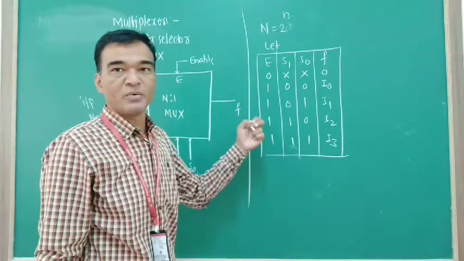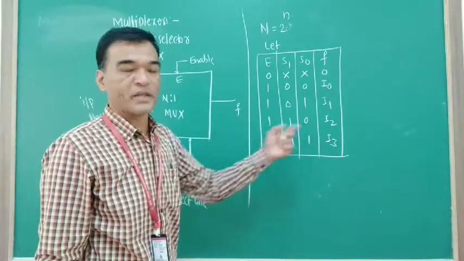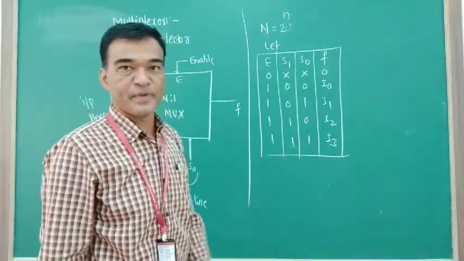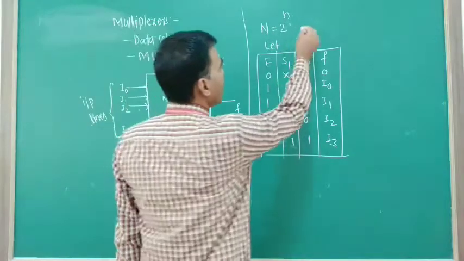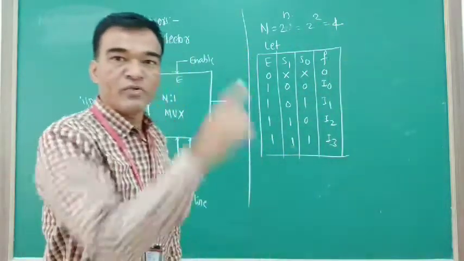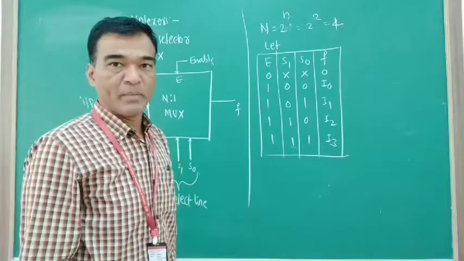We will see how to implement this by using the multiplexer. Here we have only two select lines, therefore capital N will be 2 raised to 2, which is equal to 4. Hence I need a 4:1 multiplexer.